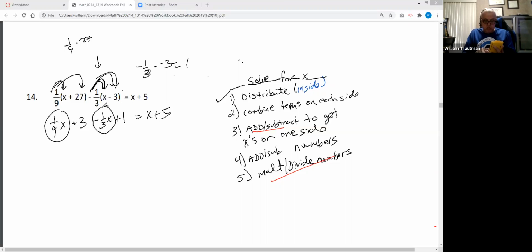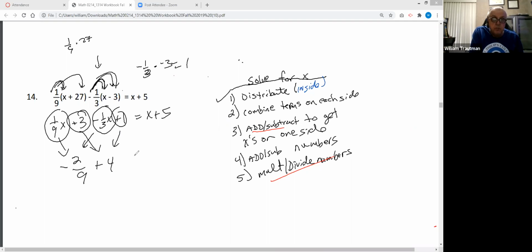Fraction 1/9 minus fraction 1/3. I get a negative 2/9. And then we still have 3 plus 1 is 4. Oh, by the way, this is negative 2/9 x. Don't forget about those x's. 1/9 minus 1/3 is a negative 2/9 x. Then 3 plus 1 is 4.